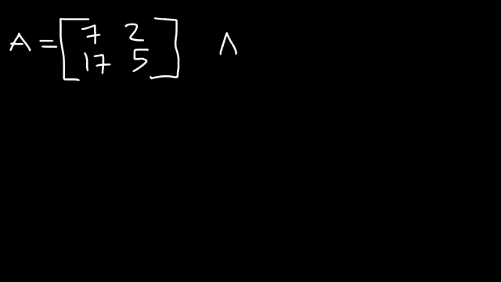So let's say if we have a 2 by 2 square matrix. Matrix A has the elements 7, 2, 17, and 5. What is the inverse of matrix A? Here's the formula that you need.